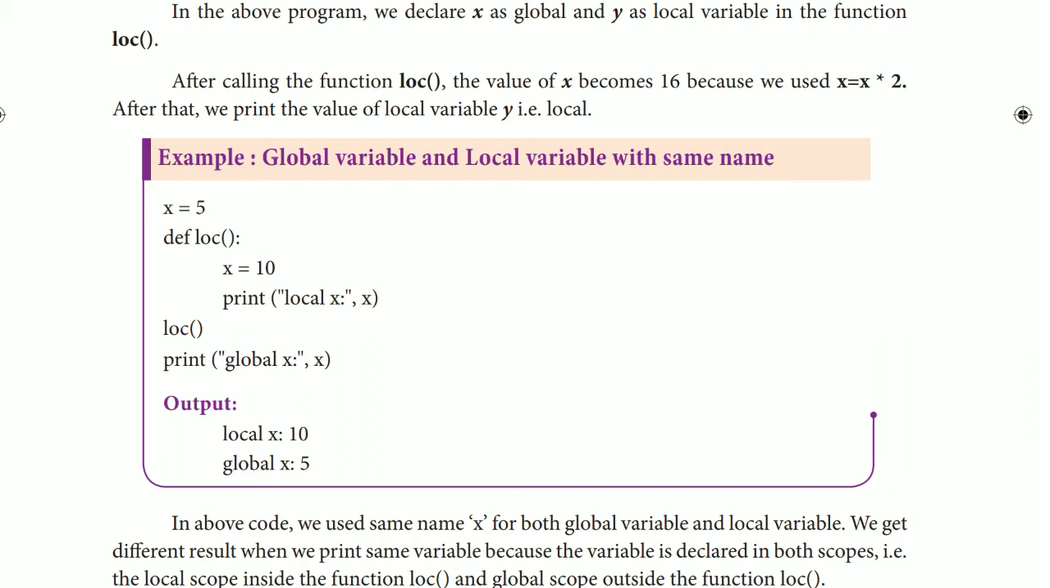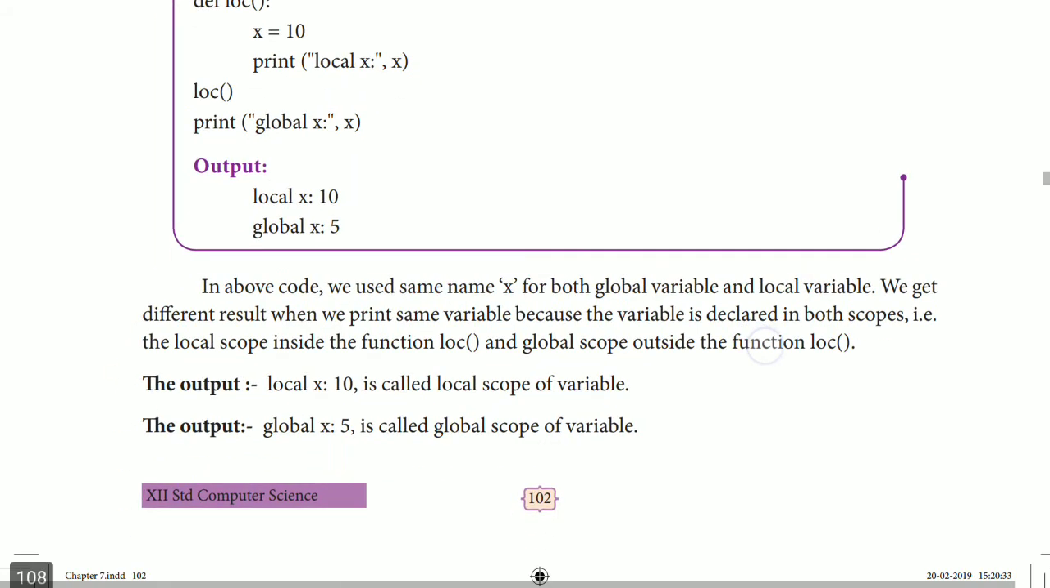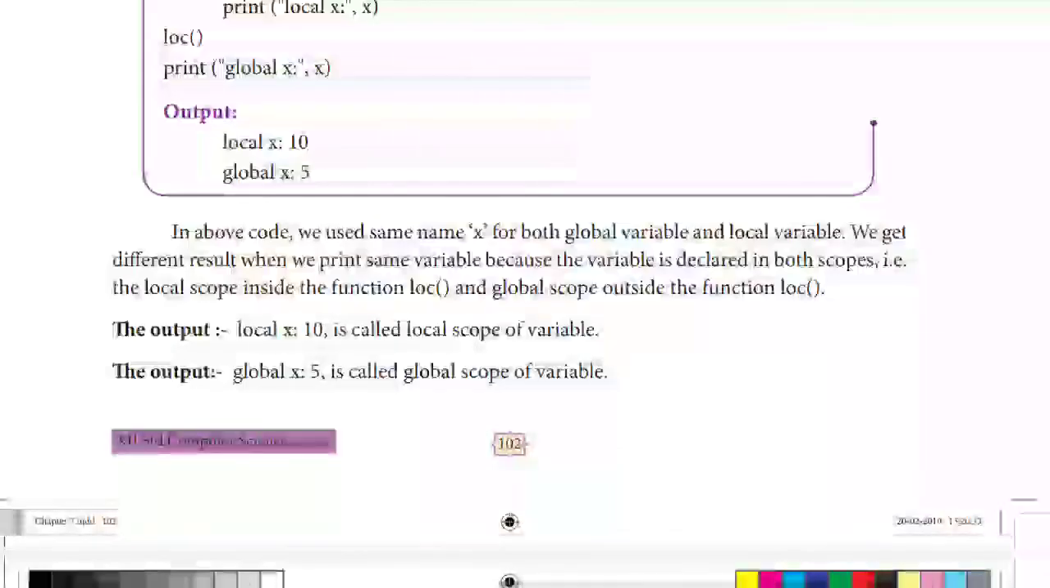In the above code, we use the same name x for both the global variable and the local variable. We get different results because the variable is declared in both scopes, that is local scope inside the function, and global scope outside the function. The output is local x 10 and global x is 5.